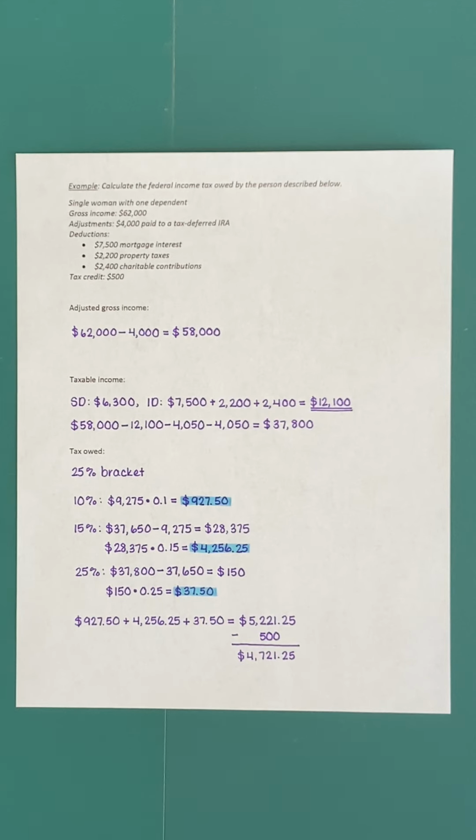And so her very bottom line is going to be $4,721.25. And again, in theory, most of that has been paid through her employer, if not all of it. If she's paid too much, she'll get a refund. If she hasn't paid enough, then she will have to write a check to the IRS and pay the rest of it.